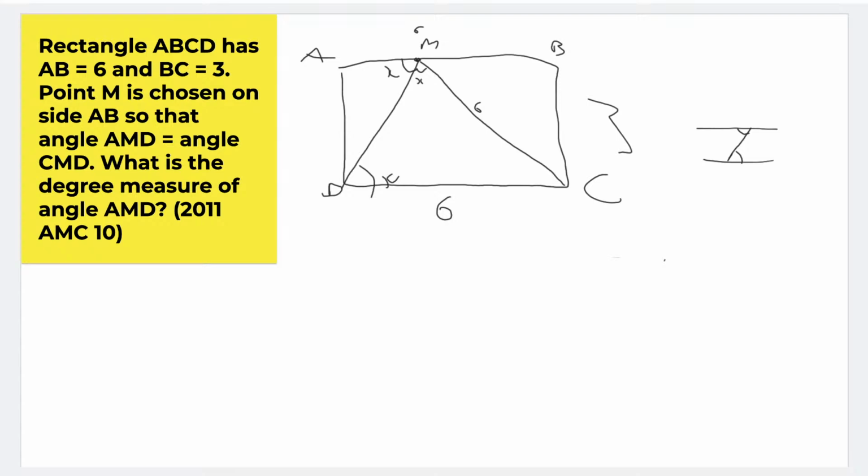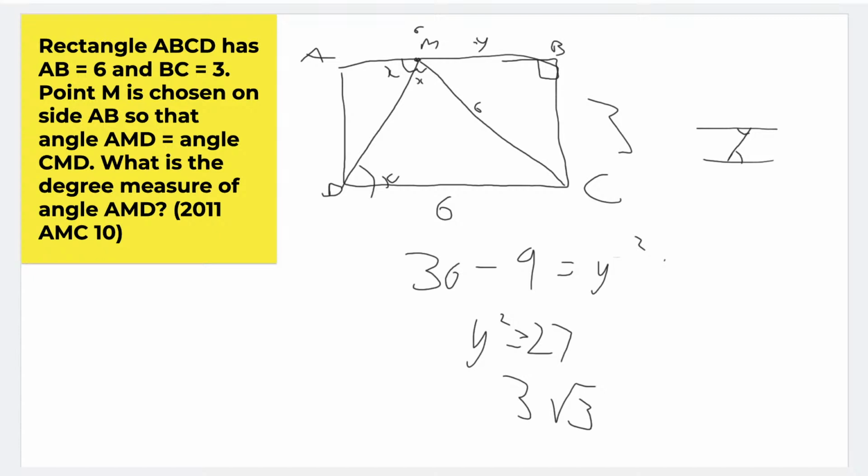Now we know that this is a right angle. So now all we need to do is find out MB, and then we're going to see if we get a relationship between the angles and the sides. So 6 squared, which is 36, minus 9 equals, pretend this is just y, y squared. And then y squared equals 27, which means y equals 3 square root of 3. Now if this is 3 square root of 3, you can try solving this problem and finding the angles, but it's going to take more time.